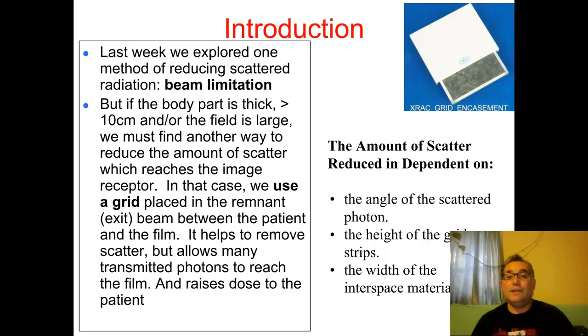So the amount of scatter that is reduced is going to be dependent on several things. One is the angle of the scattered photon. Depending on that angle, the grid may or may not absorb that scatter. The other dependency is the height of the grid strips compared to the width of the interspace material. That is known as the grid ratio.